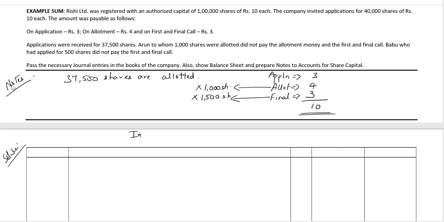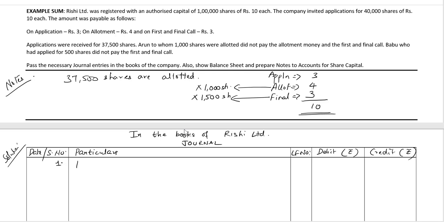We have in the books of Rishi Limited, journal, date / serial number, particulars, LF number, debit rupees and credit rupees.